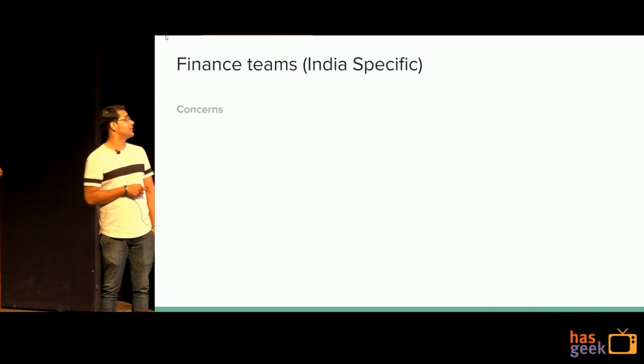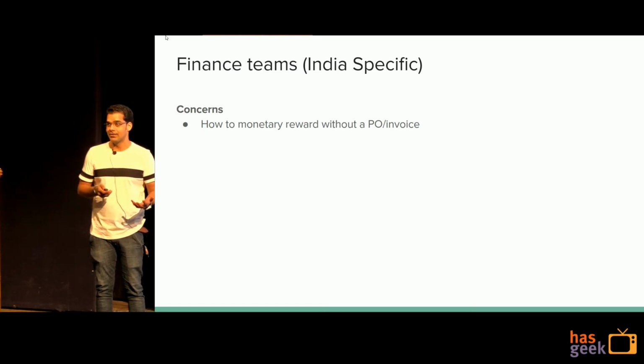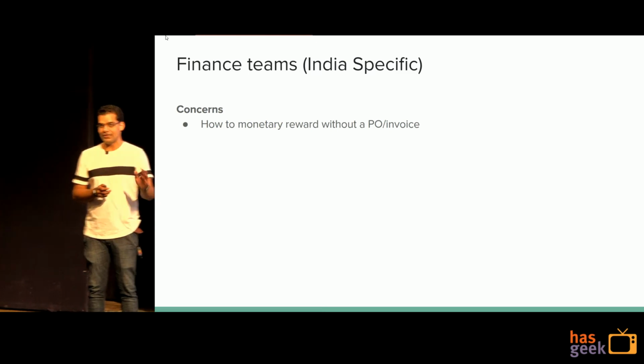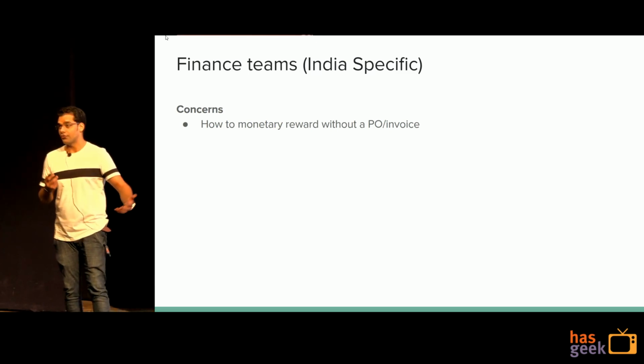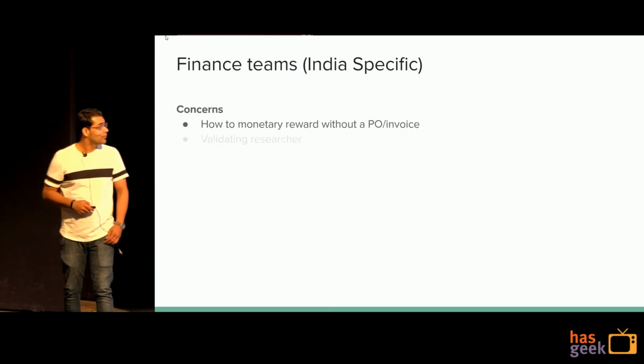Finance team, India specific. Okay, finance teams work in a very standard way. It's been there for the last, I don't know, couple of decades. They work for everything. They have to give money out. They need a PO, invoice, or anything. Now you're saying, hey, you have to give a guy whom we don't know, we cannot identify his validity, a couple of thousands of rupees, right? Good luck setting up with that, right?